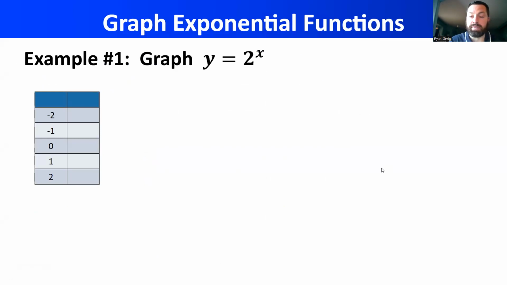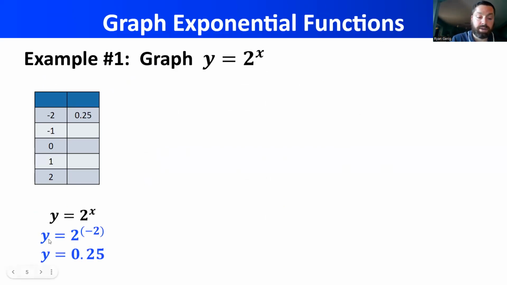Y equals 2 to the x. It's a very basic exponential function. All right. What we can do is we can just make a table of values. So you see that the x values are -2, -1, 0, 1, and 2. And I can just take those and plug them in. That's the long way of doing it, but it is what you can do.